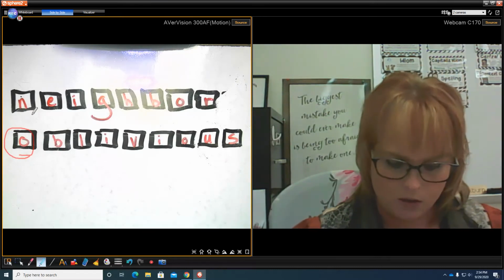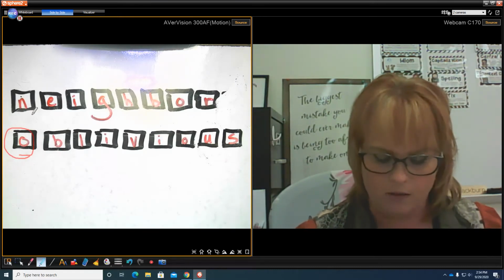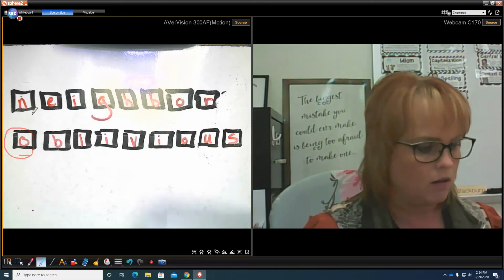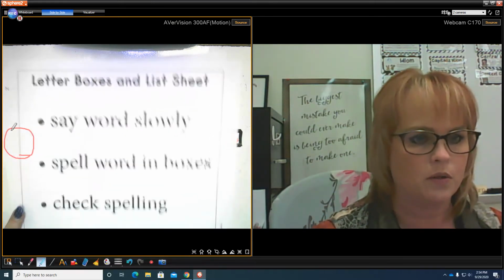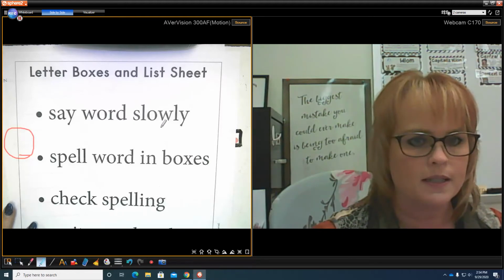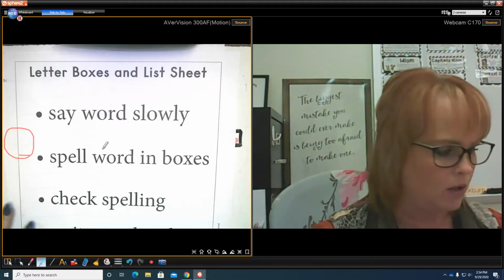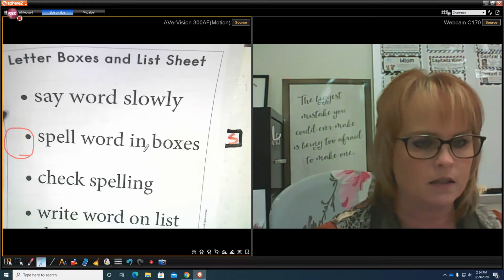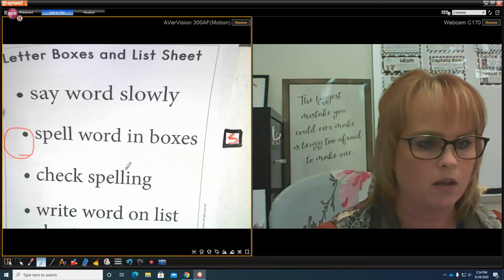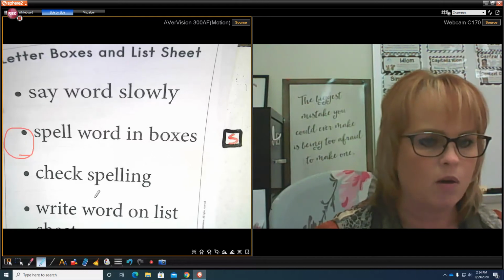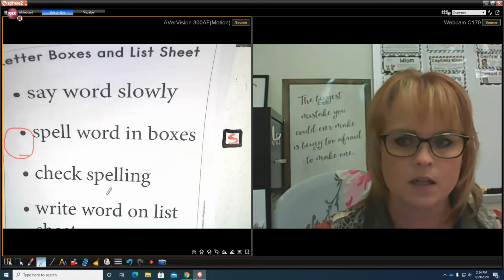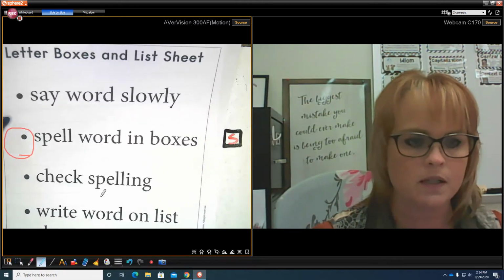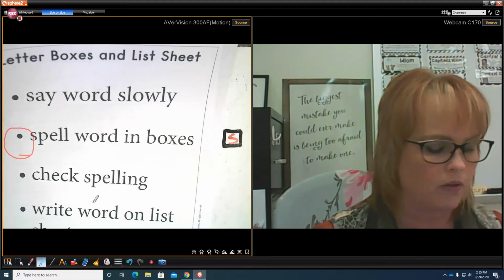So, the strategy that we're working with today: we're going to say the word slowly, okay? And then we have the word spelled in boxes. We're going to check our spelling. And then you won't be writing the words on a list in Schoology. You have a puzzle piece where you will be working with that.